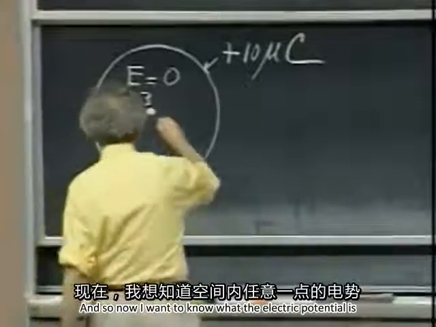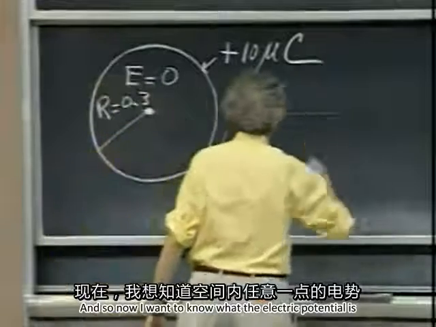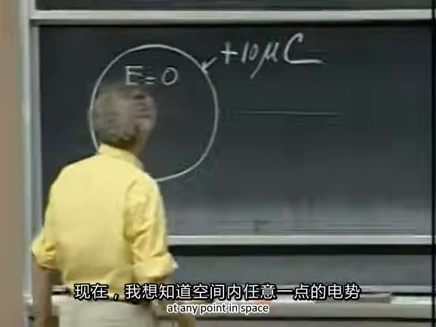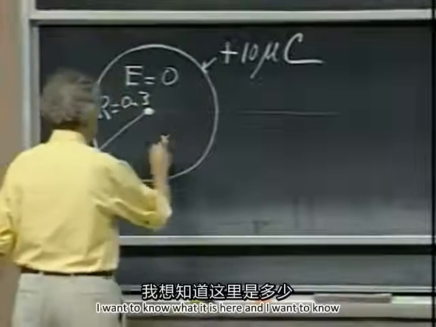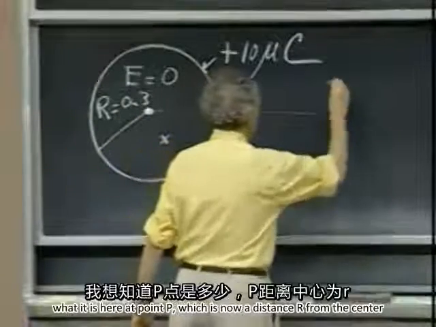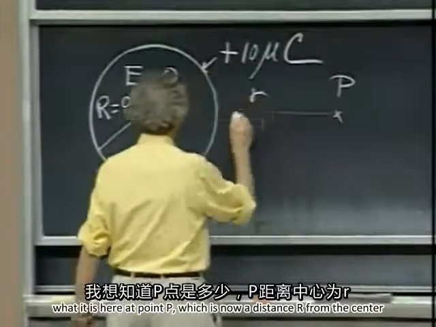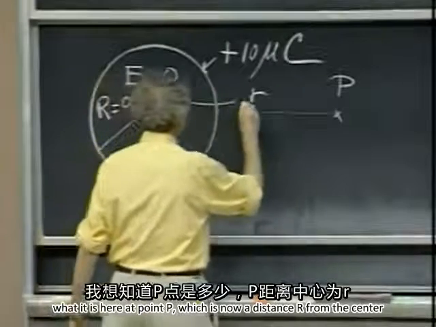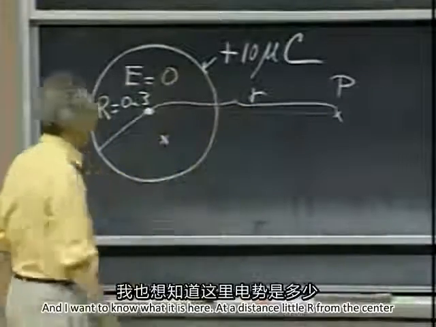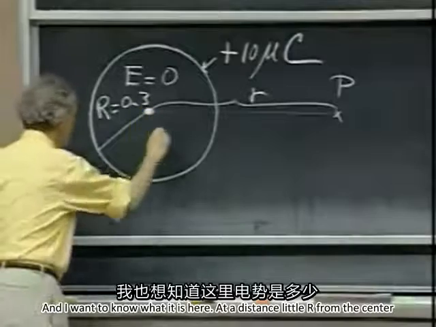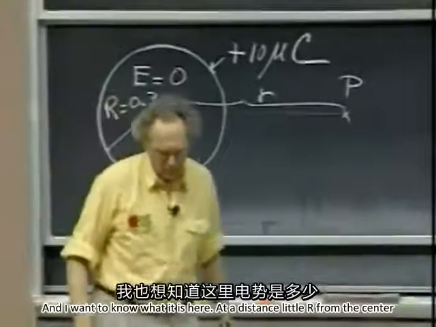And so now I want to know what the electric potential is at any point in space. I want to know what it is here, and I want to know what it is here at point P, which is now a distance R from the center. And I want to know what it is here at a distance little r from the center.